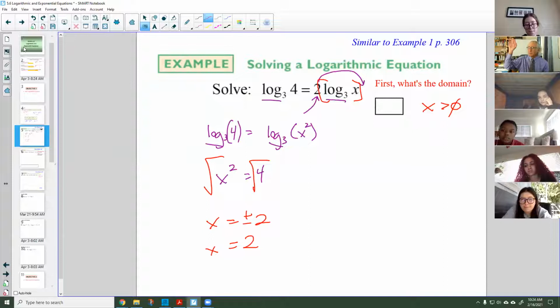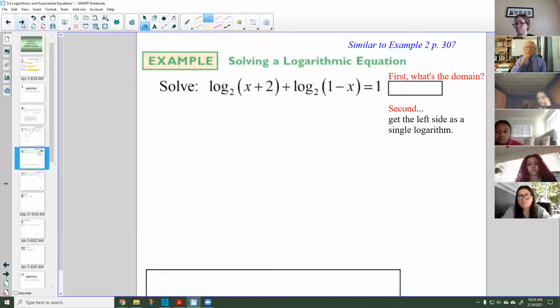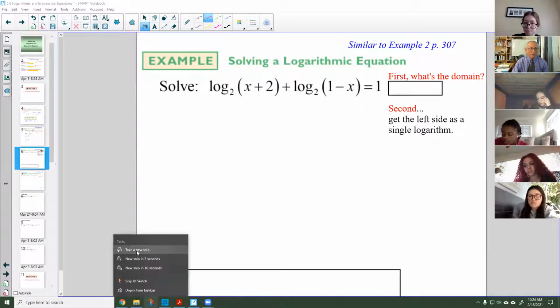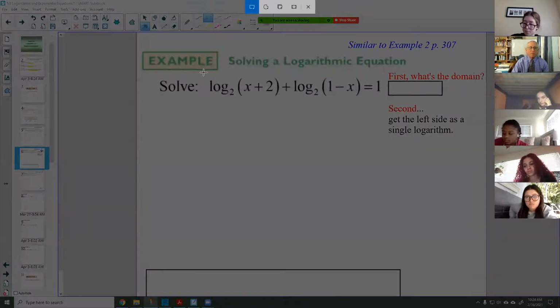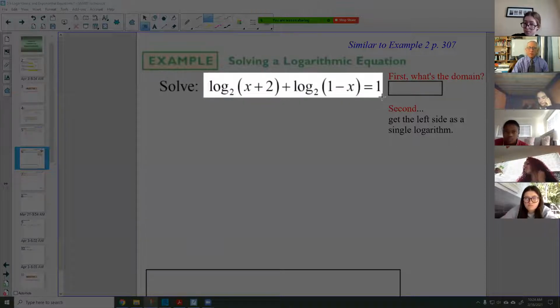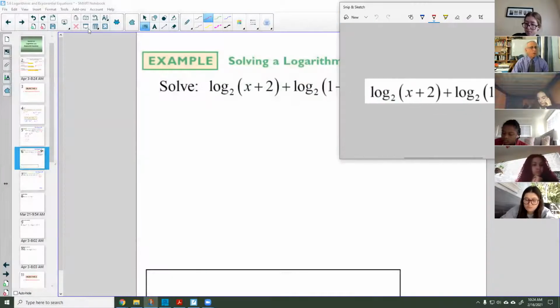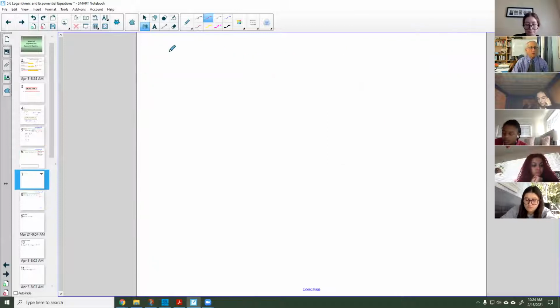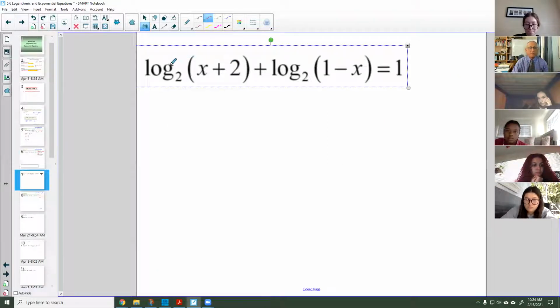Questions? Not yet. We're doing okay. Okay, we're doing okay. Good. All right. Now, we're going to get a little bit tricky on this problem here. And we're going to start by finding the domain of this equation right here. Okay, so I'm going to go to here and I'm going to paste it.